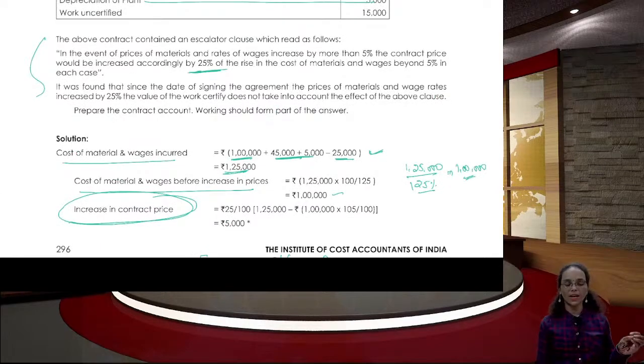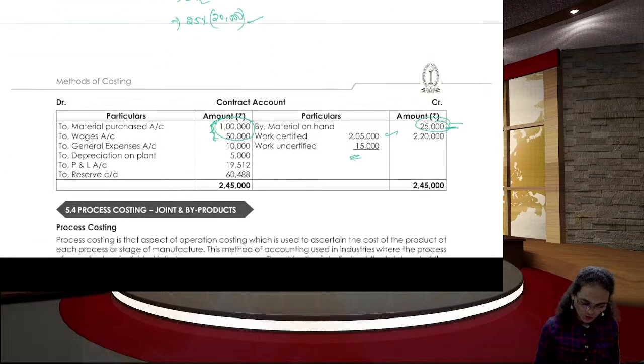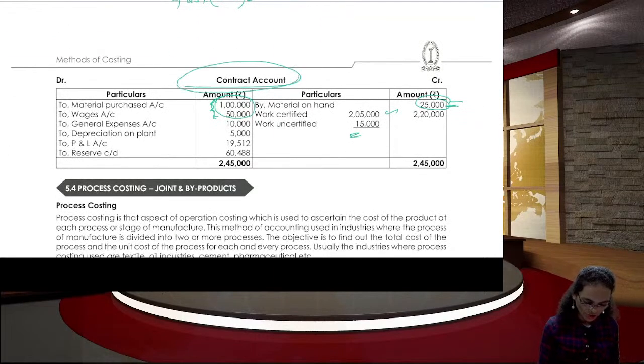Whatever the contract price they agreed, in addition to that 5,000 rupees will be paid extra. But this one you should not write in the contract account. You should not write it in the contract account.